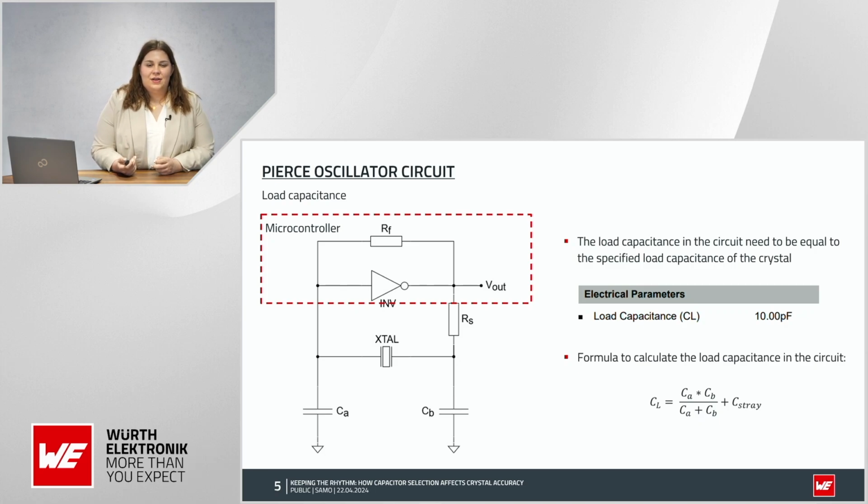And how can you now calculate the capacitance in your circuit? Therefore, we have a little formula here. So CL is the whole load capacitance in your circuit, and that needs to match the datasheet. Then you have CA and CB as the values of the capacitors, and then you have the value stray capacitance.